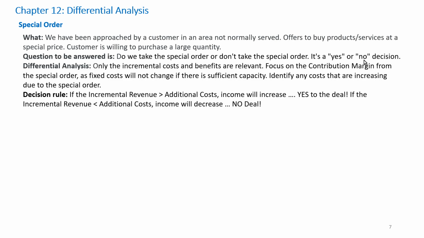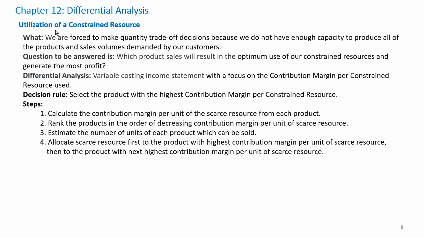When analyzing a special order, only incremental costs and benefits are relevant. The focus is on the contribution margin improvement from the special order, as fixed costs will not change if there's sufficient capacity. The decision rule is, if the incremental revenue is greater than the additional costs, income will increase, and yes, we'll do the deal. On the other hand, if the incremental revenue is less than the additional cost, income will decrease and there'll be no deal.